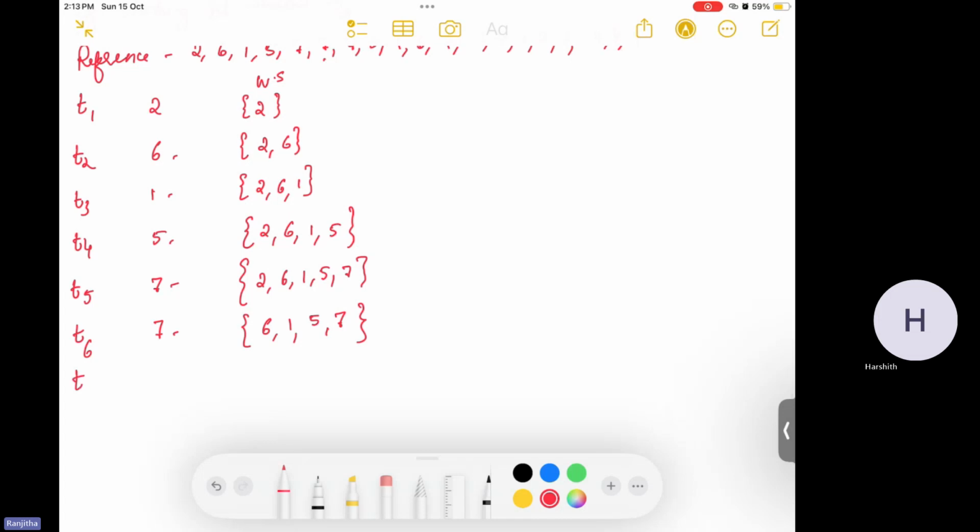Now at T7, again page 7 is accessed. So if we take the last 5 references, it is 7, 7, 7, 5, and 1. So the working set will comprise 1, 5, 7.